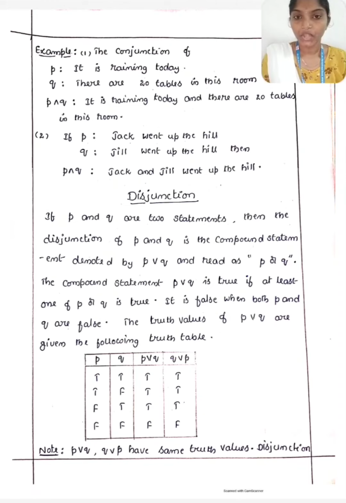Next, P: Jack went to the hill. Q: Jill went to the hill. Then P and Q: Jack and Jill went to the hill.